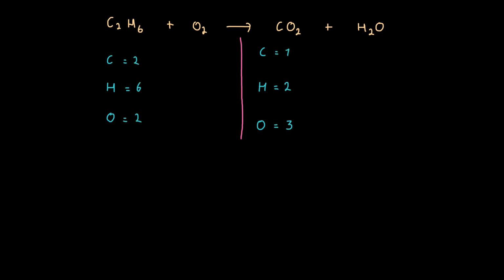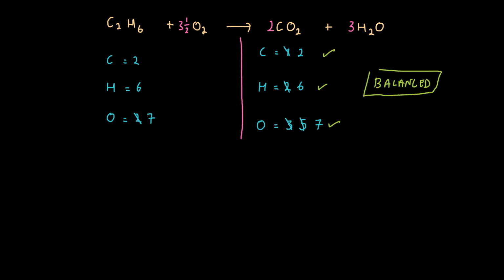The right side needs 1 more carbon, so place a 2 here. Now we have 2 carbons and 5 oxygens. Now balance the hydrogens. Place the 3 here. And now we have 6 hydrogens and 7 oxygens. The left side needs 7 oxygens too. So 2 times 3.5 gives us 7 oxygens. The equation is now balanced. You are allowed to use fractions as long as it adds up to a whole number.